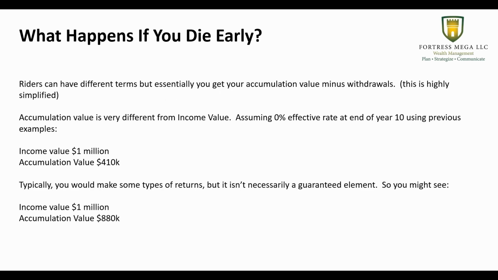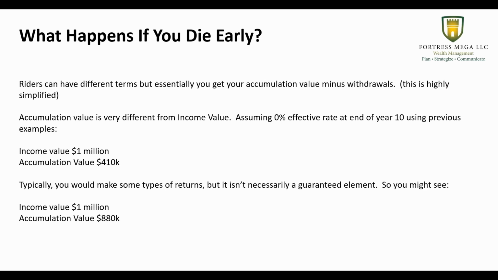Now, what happens if you die early? If you die early, you get something called the accumulation value. The accumulation value is different than how the income rider calculation works. Remember how I said the income rider has this 8% roll-up? Well, what people can get confused on, or unethical agents may not explain very well, is that 8% roll-up only works as part of the income rider calculation. If you die, you get the underlying returns of the investment.